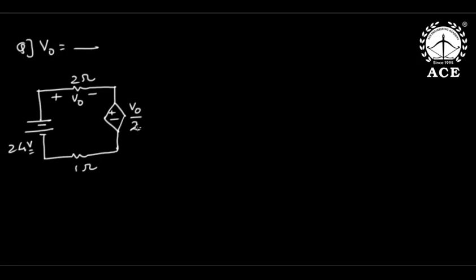Then I'm giving another very, very interesting question here. These models are also important. Here also, what is V naught?